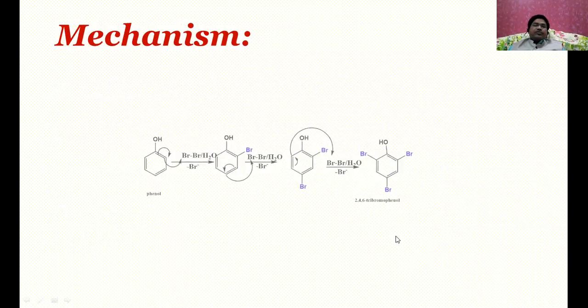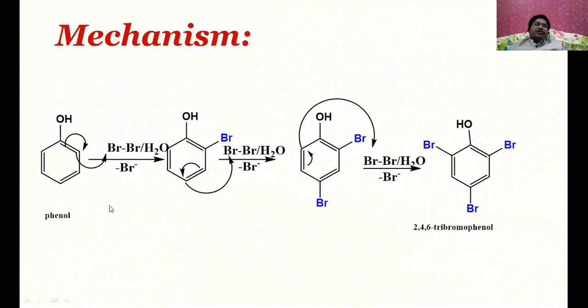Let us see what may be the mechanism involved in this process. See, this is going to be the phenol. When it is added to the bromine water, first the bromine attacks at the ortho position, and the change takes place, the pi bond is shifted to this carbon, and here there is more electron density, and this bromine undergoes heterolytic fission, and the bromide ion is removed, and the bromine plus ion will go and add at the position.